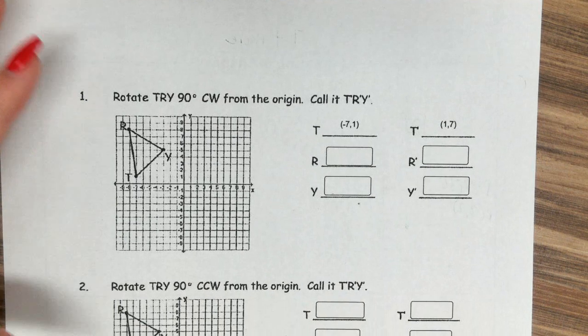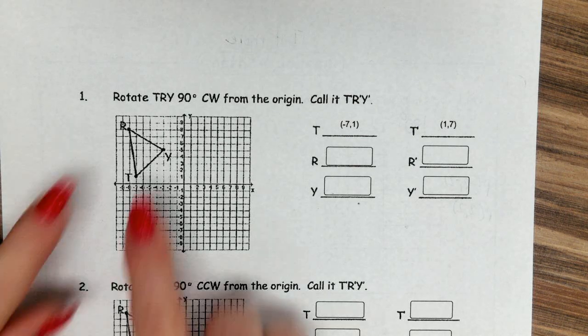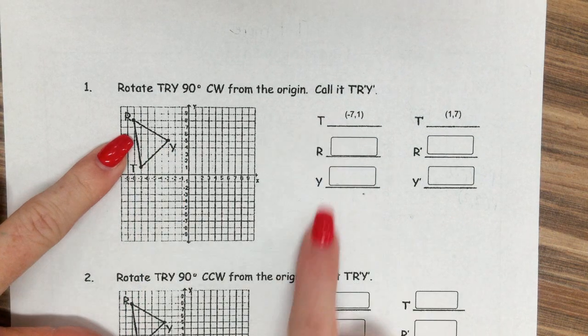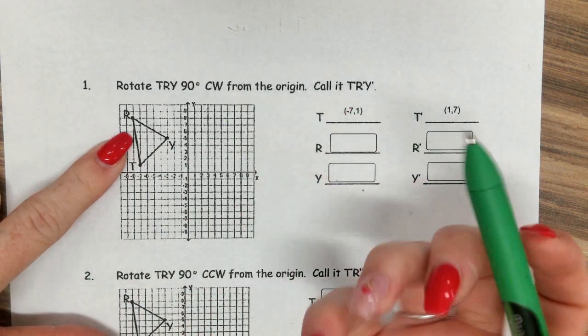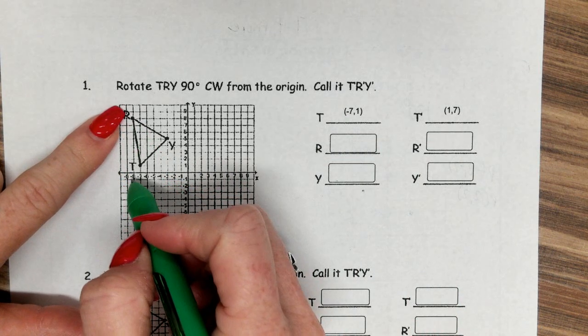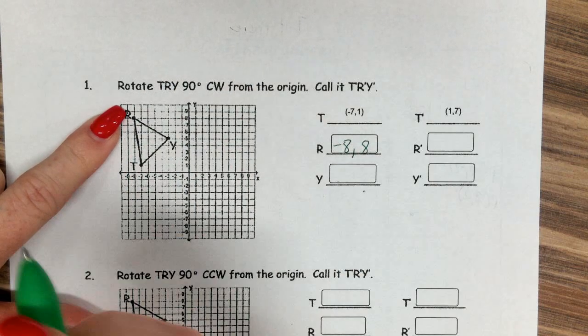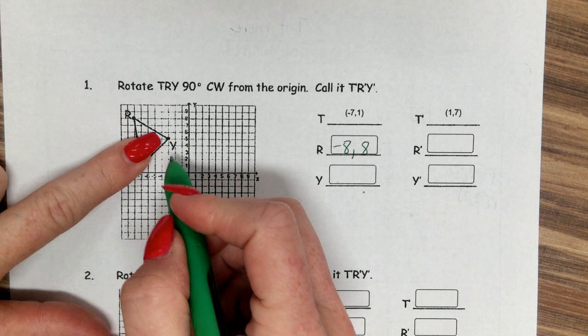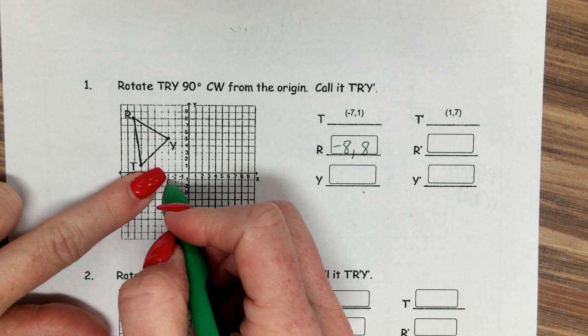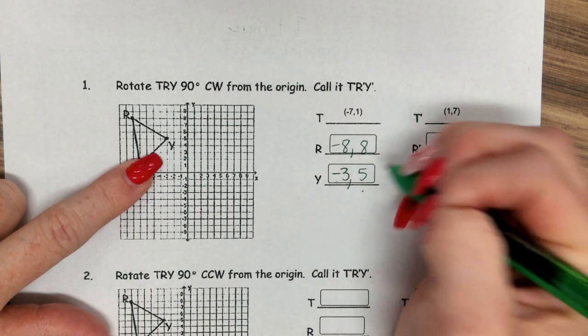This is the hardest side. So please listen carefully to how you're going to do this. Is everybody on the back? All right, here's the original shape. You're going to write the coordinates for it. So T, they gave you, is at -7, 1. R is at what? -8, 8. What is Y at on the x-axis? -3 on the y-axis. 5.